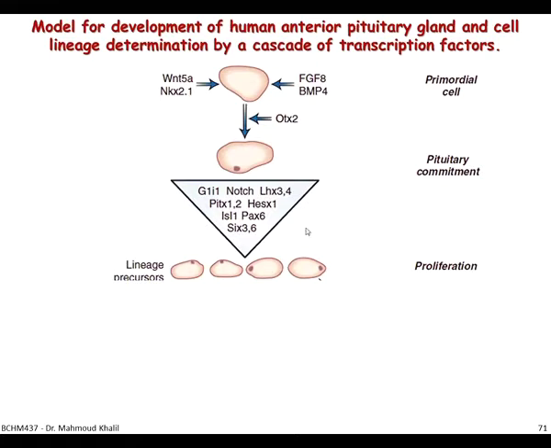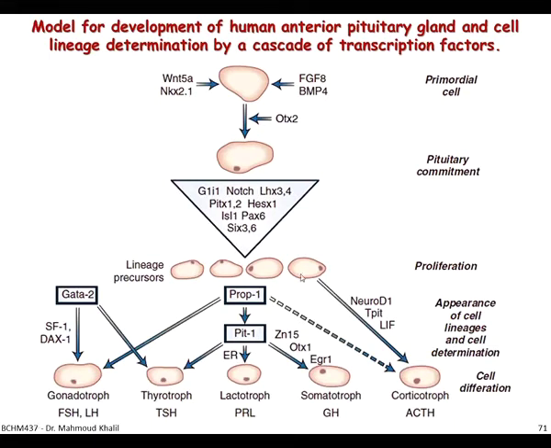Another effect of a lot of transcription factors will lead to proliferation, and proliferation into lineage precursors. Upon the effect of other transcription factors, the different cell lineage of each type of specific cell in the anterior pituitary will be differentiated.